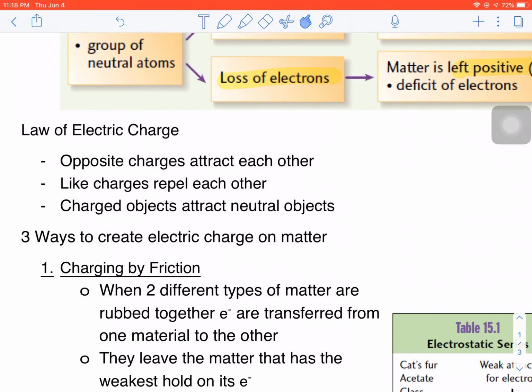Once they become charged, this brings us to our law of electric charges that we all know, indicating that opposite charges will always attract, like charges will always repel, and that if I have an object that's neutral, it will be attracted to charged objects. Neutral is attracted to positive objects, neutral is attracted to negative objects. So, how do I make an object charged? Well, there's three ways to make the object charged.